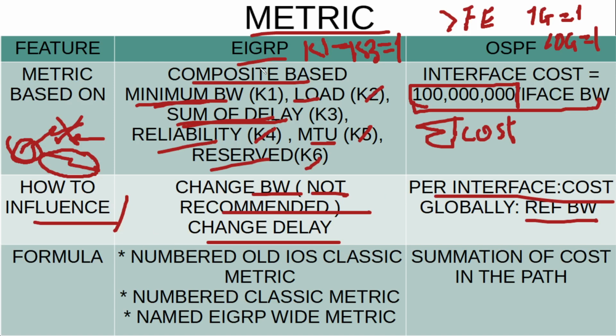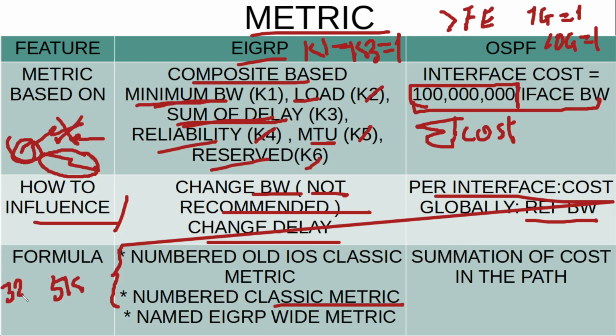Now, regarding the formula for the metric for EIGRP, there are 2 formulas. The 5K formula, known as the classic metric formula, will create a 32-bit number, or you can use the more recent formula, which is a 6K-based formula known as the wide metric formula, that will generate a 64-bit number.